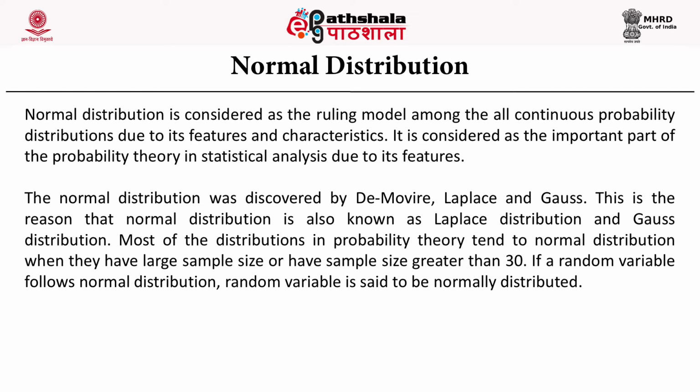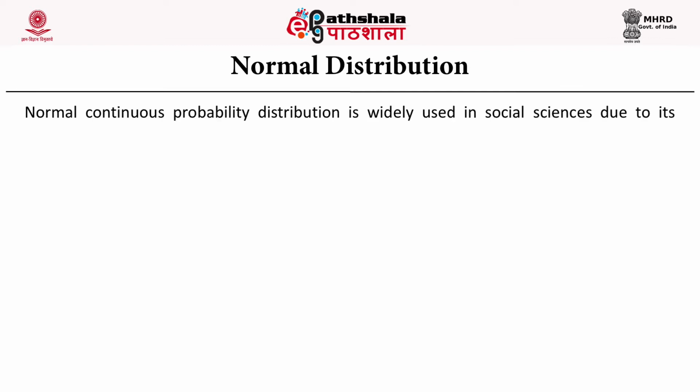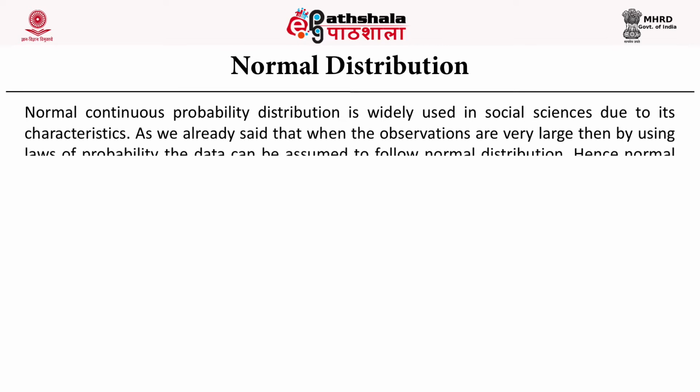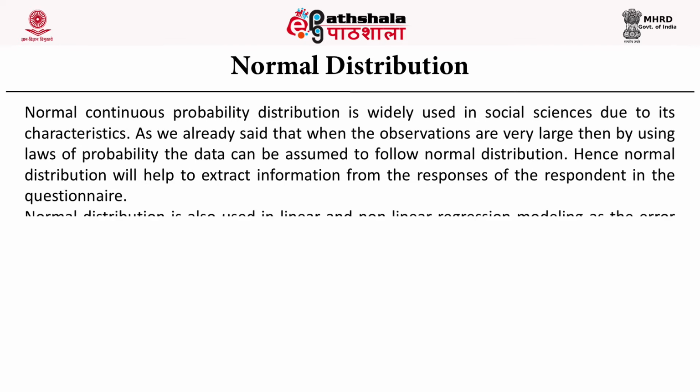Most of the distributions in probability theory tend to the normal distribution when they have a large sample size, or a sample size greater than 30. If the random variable follows normal distribution, the random variable is said to be normally distributed. Normal continuous probability distribution is widely used in social science due to its characteristics. As we already said, when the observations are very large, then by using the law of probability, the data can be assumed to follow normal distribution. Hence, the normal distribution will help to extract information from the responses of the respondents in a questionnaire.